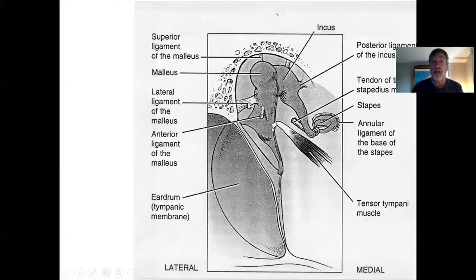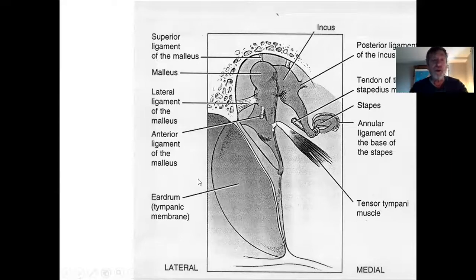So now you're looking at ligament, ligament, ligament, ligament. Here's the tensor tympani muscle attached to the malleus. And here's the stapedius muscle attached to the stapes. Now notice that the stapedius muscle is smaller than the tensor tympani muscle. But you know what? The stapedius muscle is the strongest. It's the smallest, but the strongest.